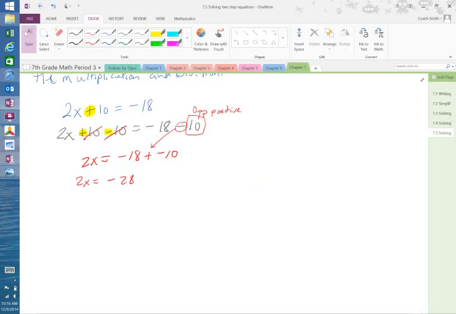Okay, the second step then is to do the inverse of multiplication, which is division. 2 over 2 cancels, leaving me with x. 2 goes into 28 how many times? 14. And that would be negative 14. And so that gives me x is equal to negative 14.